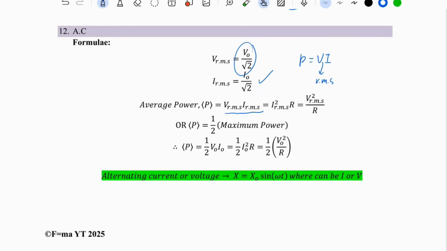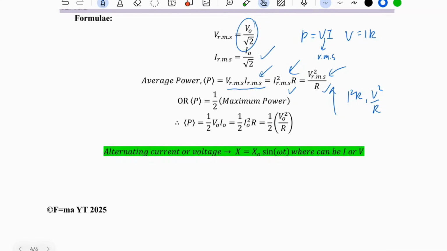Then because we know V equals IR, you modify the equation a bit, then you can also get these two. If you make I the subject, or you make R the subject, and you substitute inside here, you can get these two variations. So it's the same as we learned in AS electricity, like I squared R, V squared over R. It's just that now it's average power, so we use root mean square.